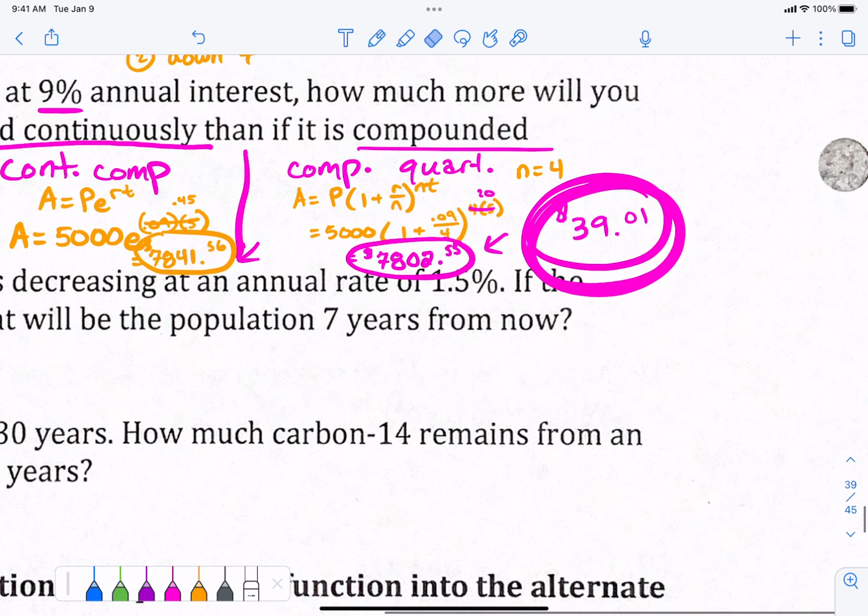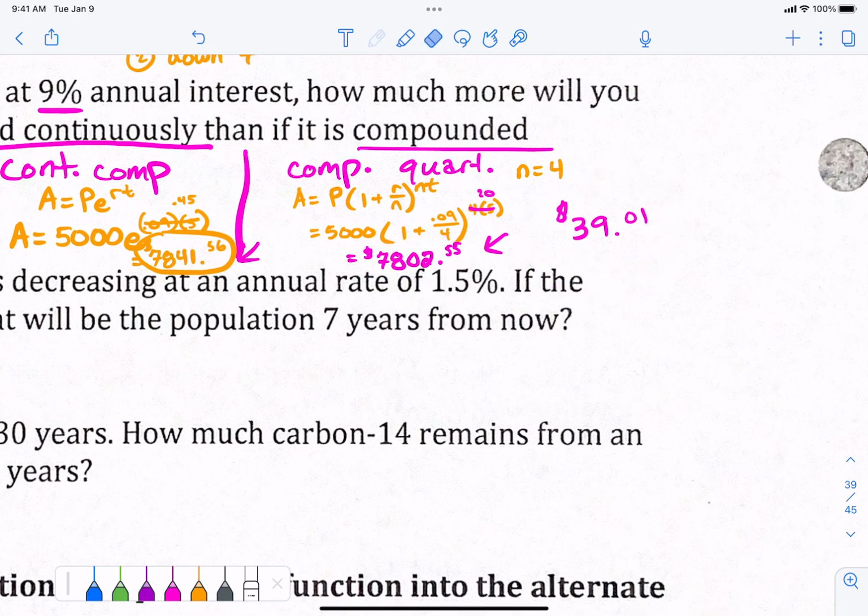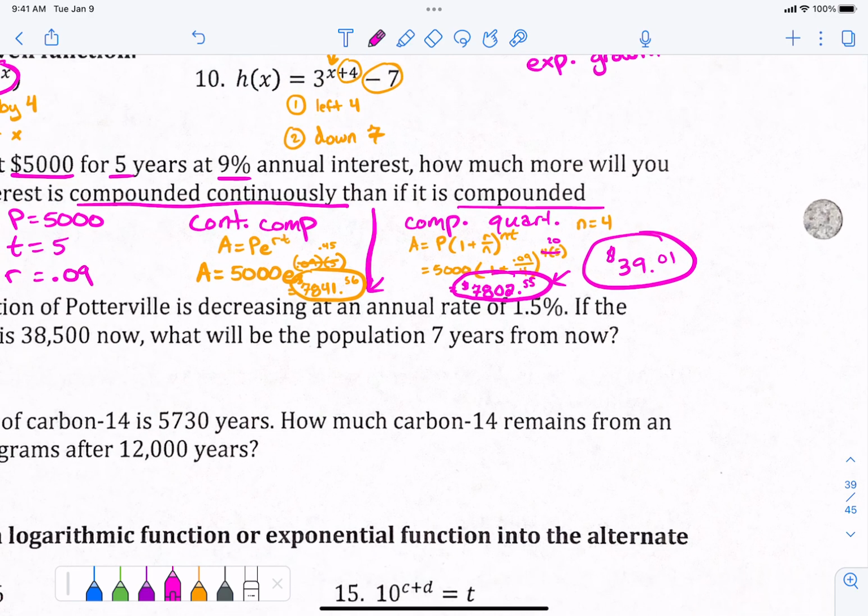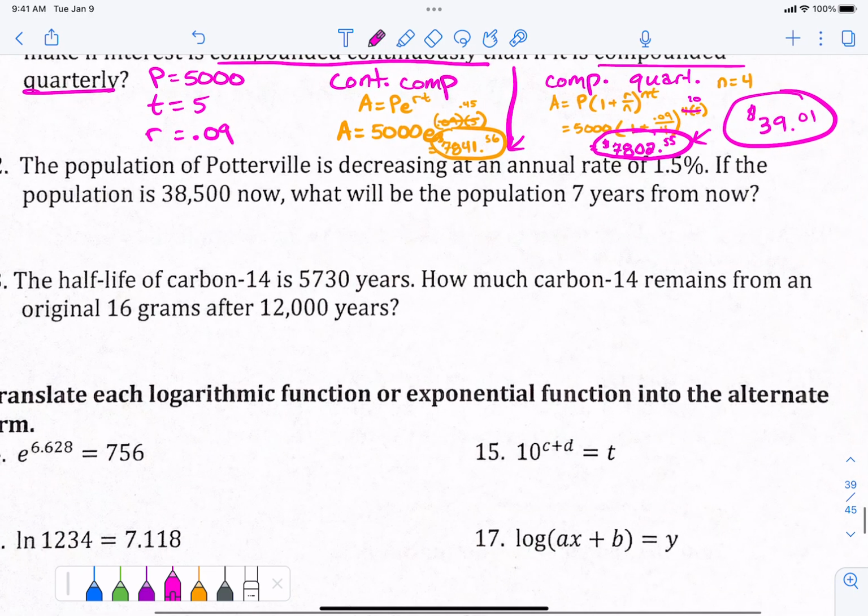Ha, because it's cents. You're so funny, Mrs. Comacher. I'm slapping my knee so hard.